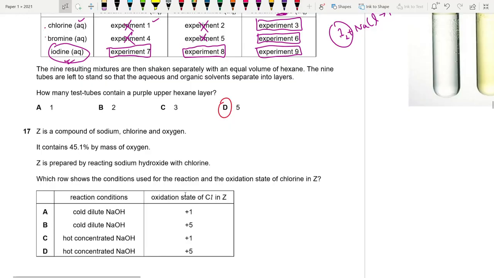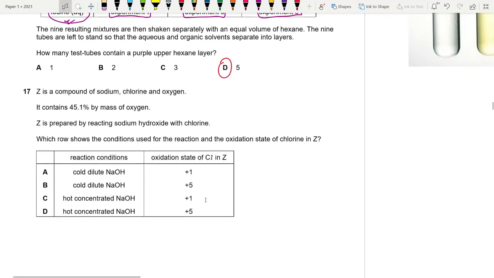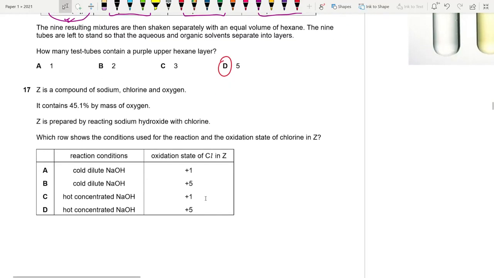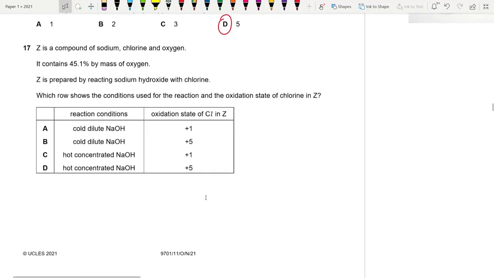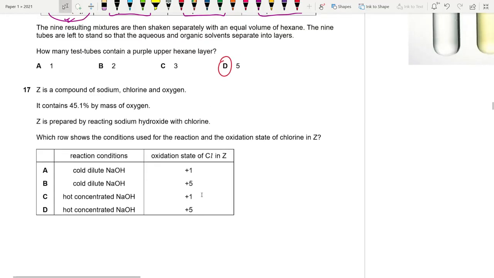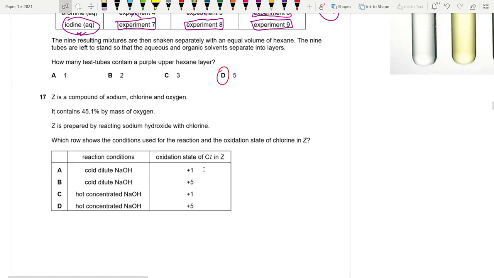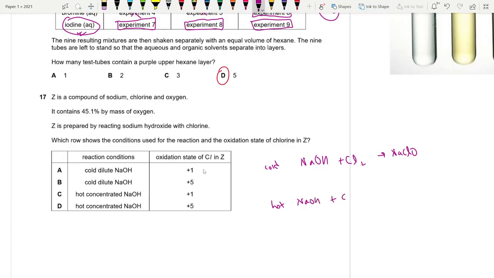17. Z is a compound of sodium, chlorine, and oxygen. It contains 45.1% by mass of oxygen. Z is prepared by reacting sodium hydroxide with chlorine. Which row shows the conditions used for the reaction and the oxidation state of chlorine in Z? If you react NaOH with chlorine in cold conditions, you get NaClO, and in hot conditions, if you react NaOH with chlorine, you end up with NaClO3.